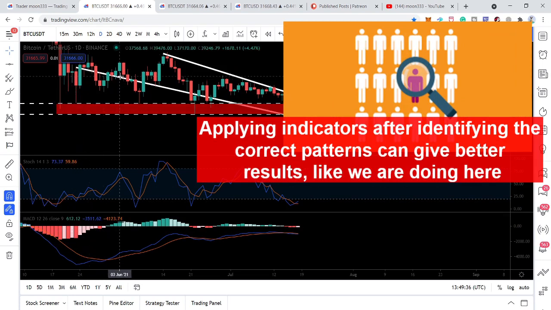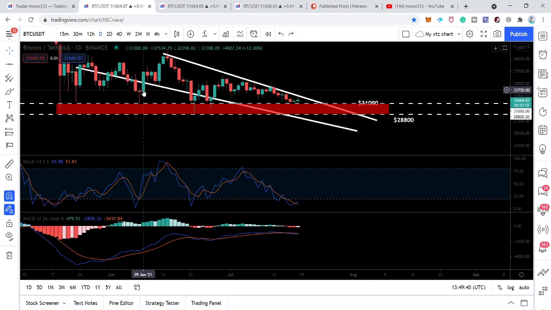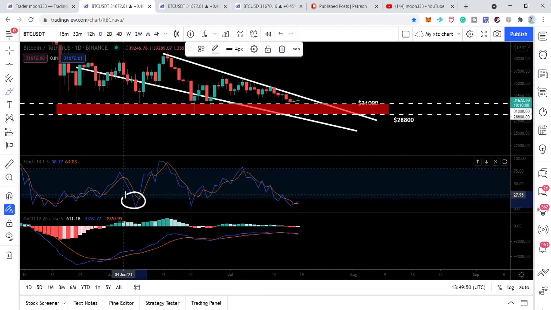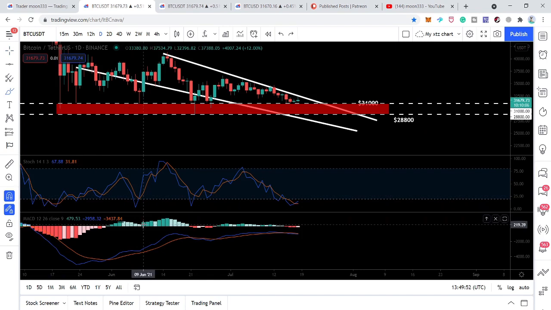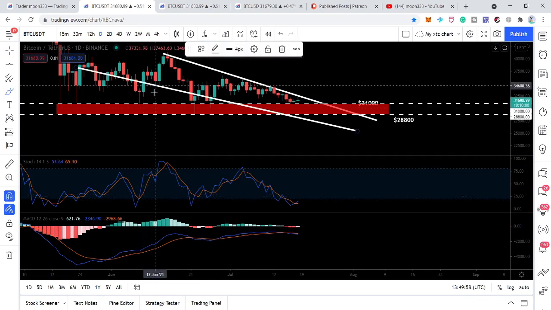rallies towards the upside. Like here, it was for a while outside this support of the falling wedge, and the MACD started turning bullish, and here we had this stochastic in the oversold zone. And when we received the signal by the MACD, it was weak bullish and turned strong bullish here. Then we had a nice rally towards the upside to this resistance of the falling wedge.